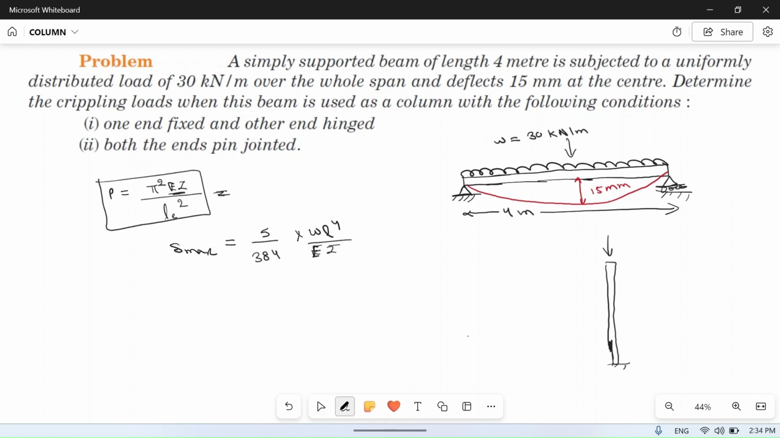So if we put the values here, the deflection delta max is 15 mm. If we keep everything in mm, then 15 is equal to 5 divided by 384 into W, where W is 30 kilonewton per meter. Okay, W is equal to 30 kilonewton, which means 30 into 10 to the power 3 newton per meter. If we convert it to per mm, then it will become 30 divided by 1000, so it will become 30 newton per mm.